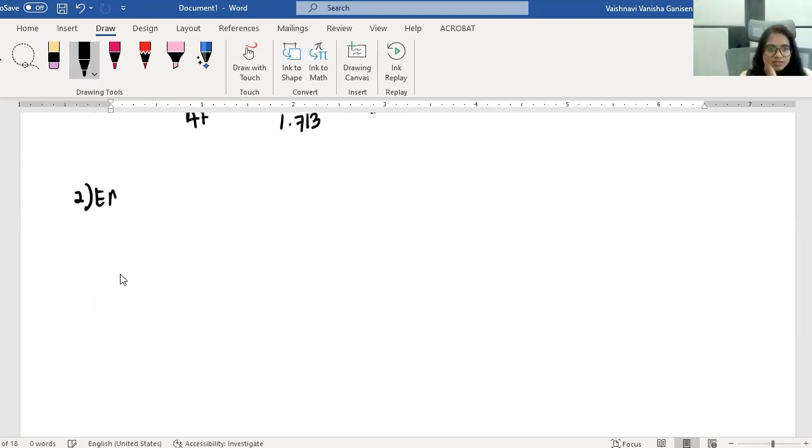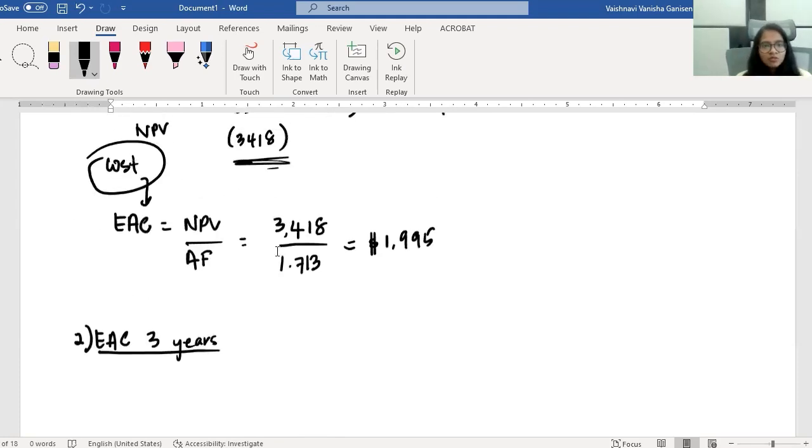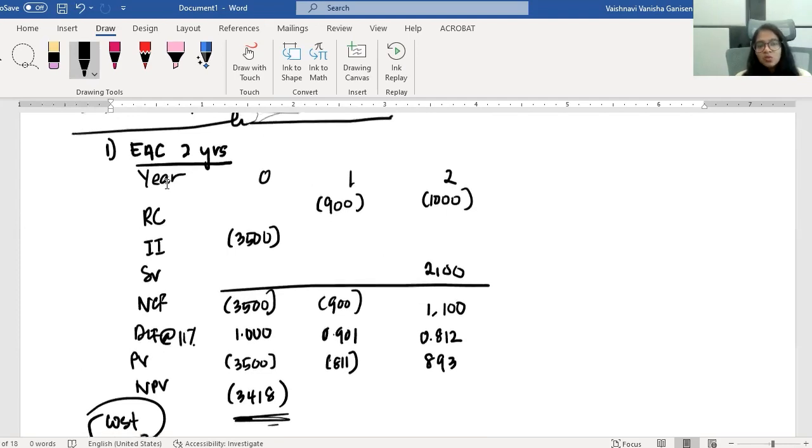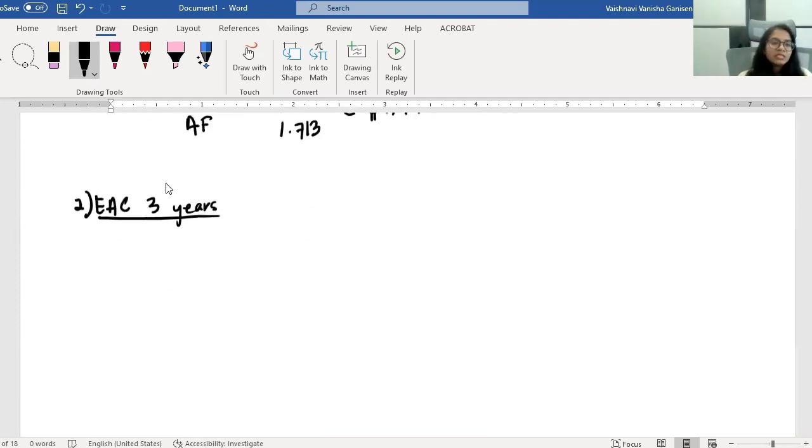Now, your EAC for 3 years. Okay, this is where it gets tedious. What you have to do is you have to recalculate this whole working, and you cannot be lazy, because when you are lazy, you will tend to make a careless mistake. No matter how smart of a student you are, there is that careless mistake that you can make. So I would recommend you to not try to do a shortcut. Okay, so scrap value.